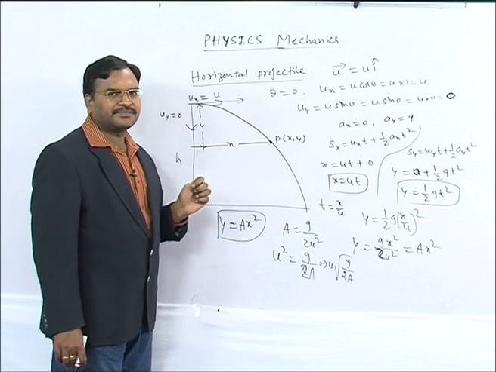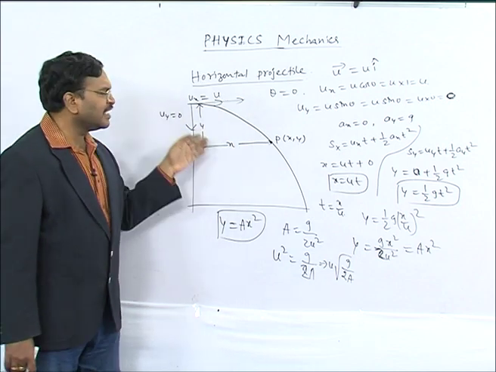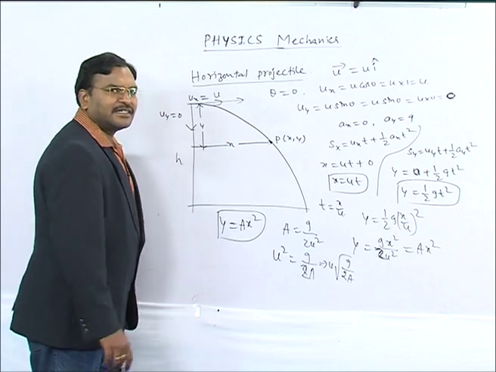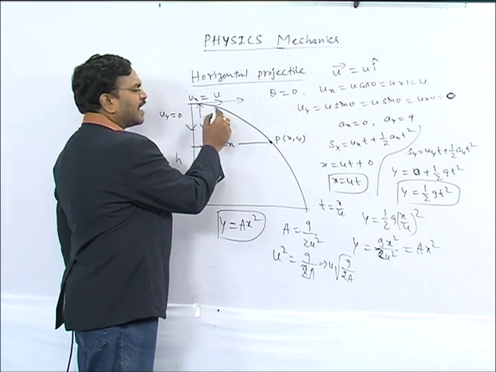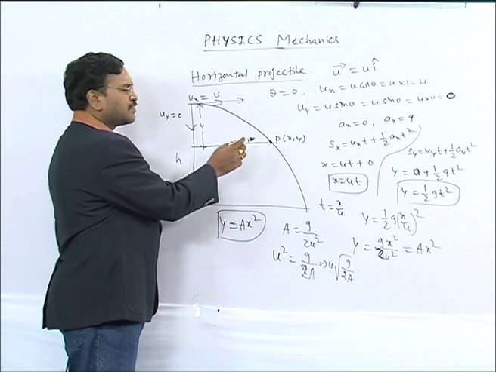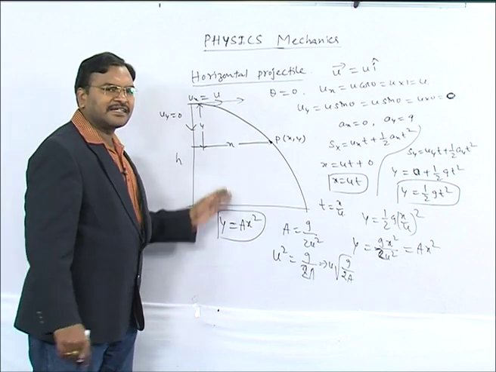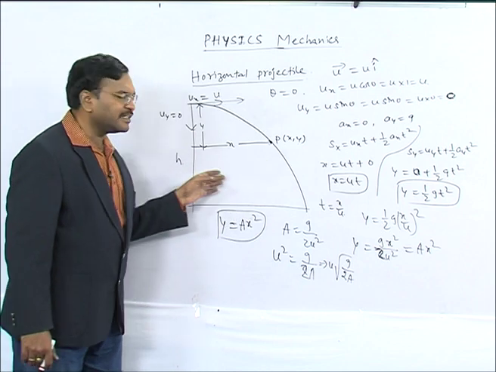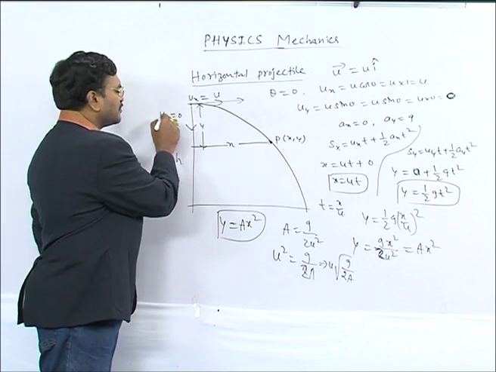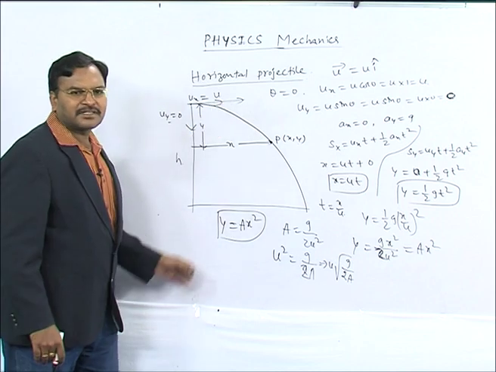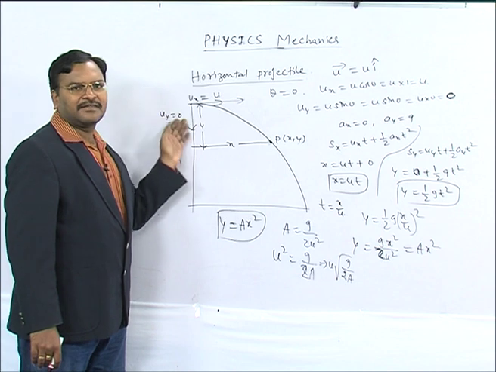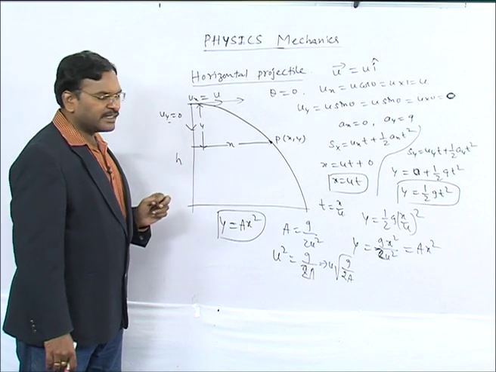Horizontal direction. Here we understand that as there is no acceleration in the horizontal direction, the horizontal component of velocity u remains constant everywhere. In the horizontal direction, the velocity is u only. But in the vertical direction, the initial velocity is 0. Why 0? u sin 0, sin 0 is 0. So in the vertical direction its velocity goes on increasing.